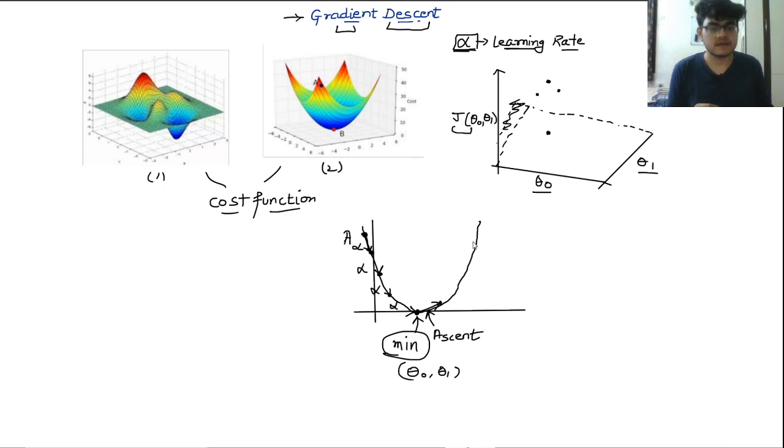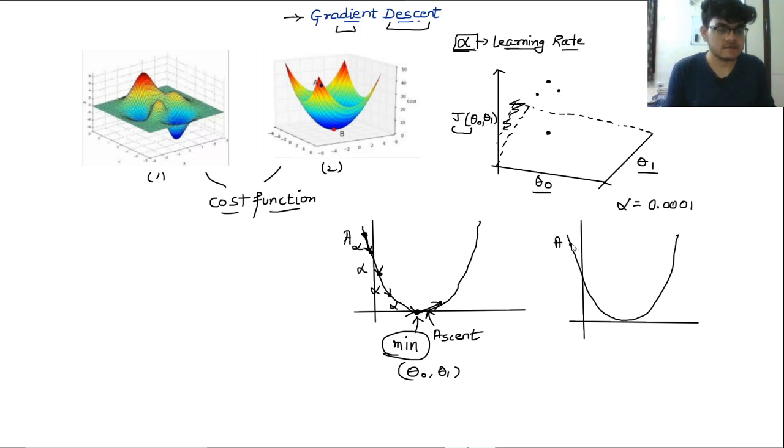For example, let's say you chose that I am going to take a very small value of alpha. So let's suppose we are at point A, and you are saying that I'm going to take a very small value of alpha, let's say like this. Now since this value will be so small, the step will be a lot smaller. So it will take a lot of time for this gradient descent algorithm to reach the minimum value.